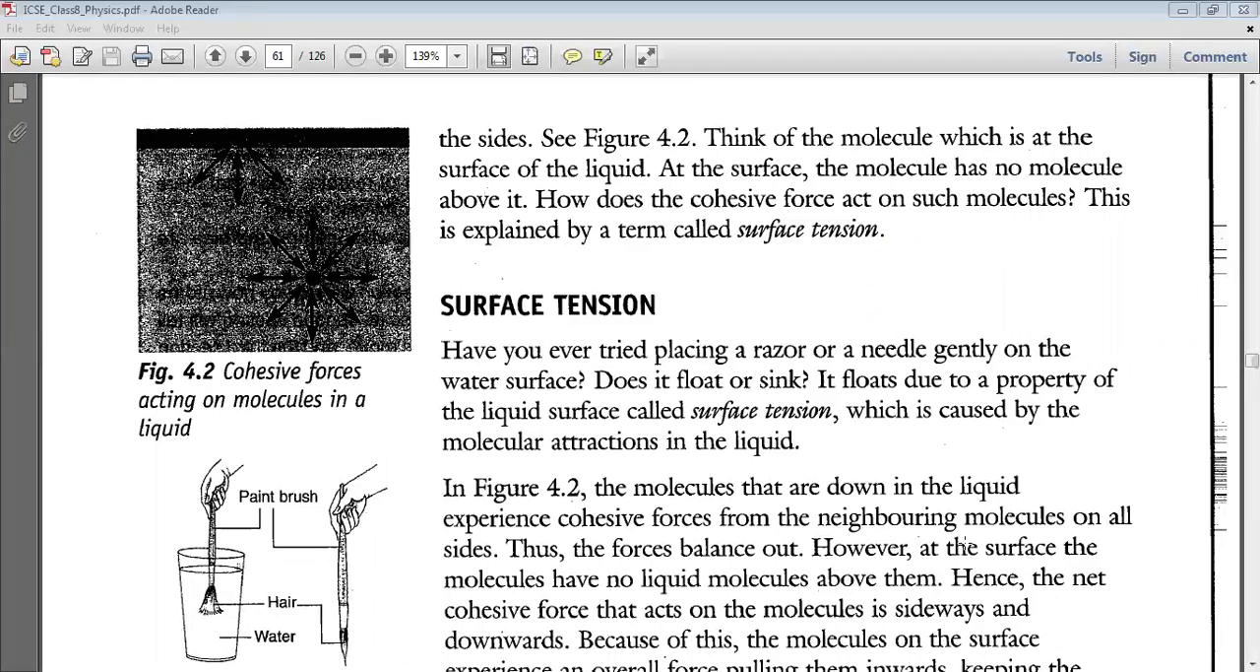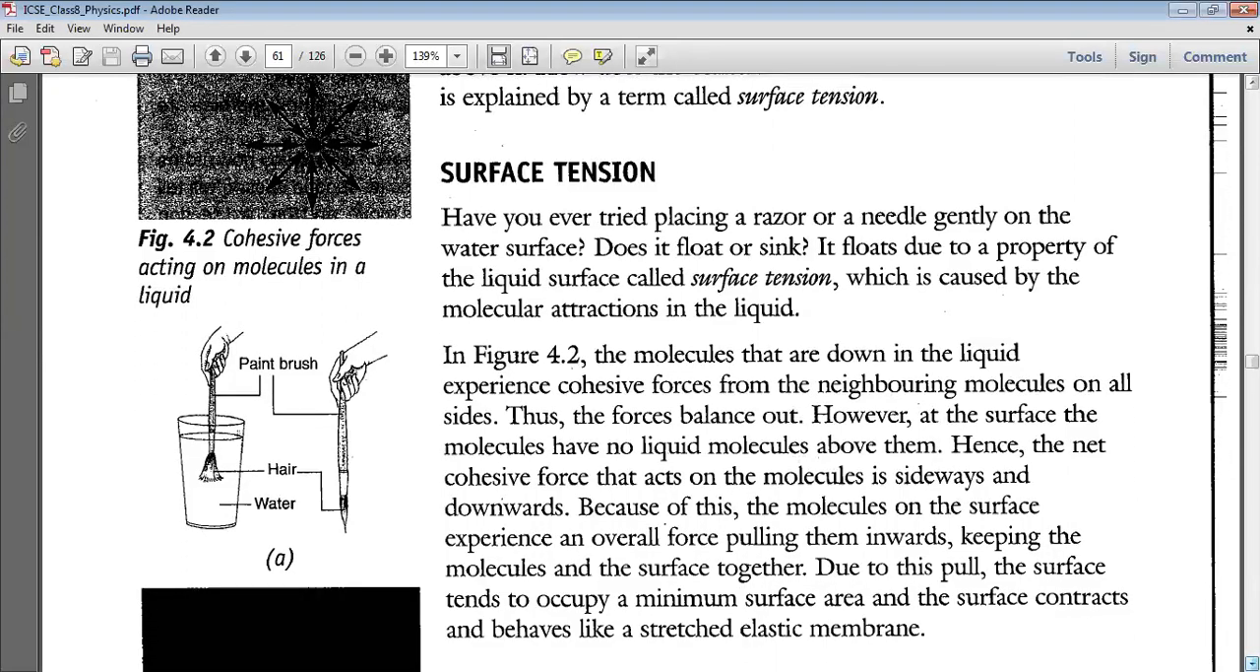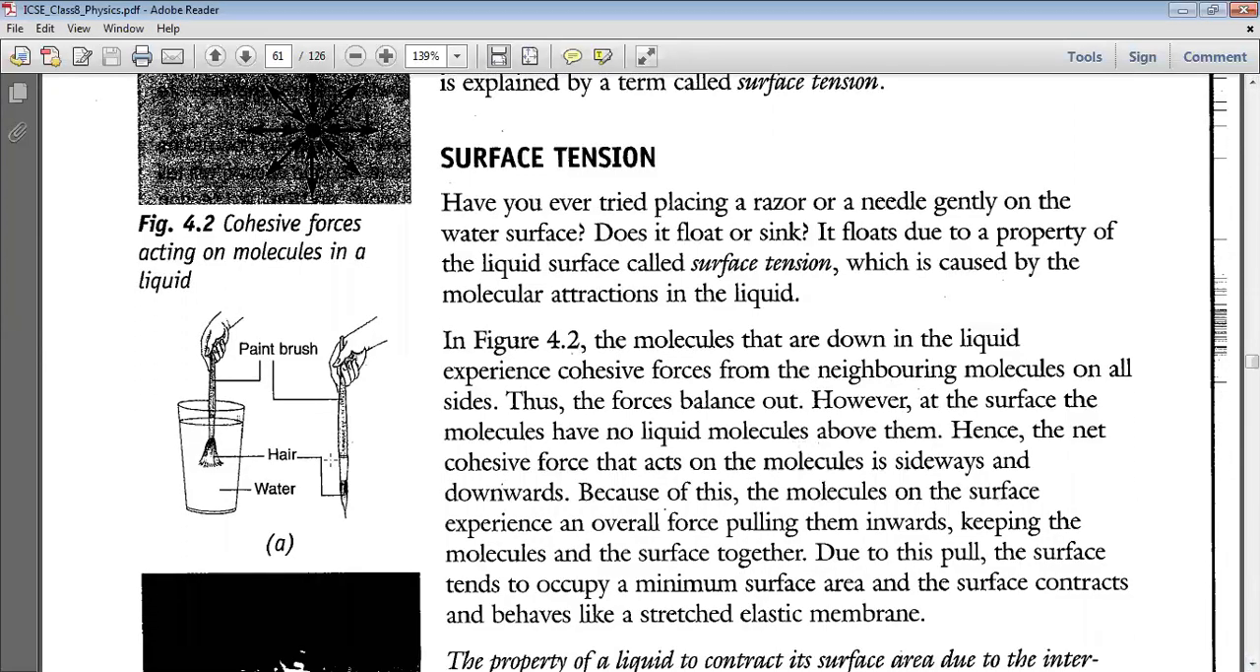However, at the surface, the molecules have no liquid molecules above them. The liquid molecules here have no liquid molecules above them. So hence the net cohesive force that acts on the molecules acts only from the sides, but nothing from the top.